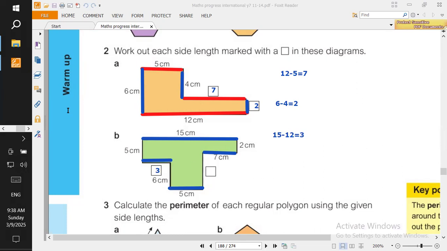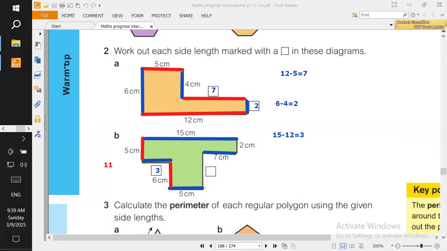Same idea with the other lines here. You'll see that this line here is 5. Sorry, let's make it red. I want to make it red so you can see it. So this one is 5, and this one is 6. And together they are 11. So here we have 11 on this side, the red ones, 11 centimeters.